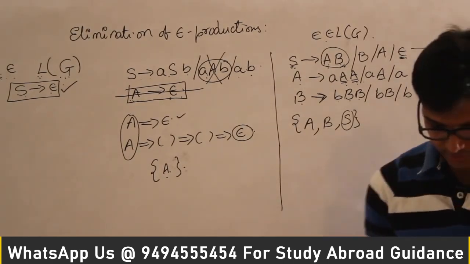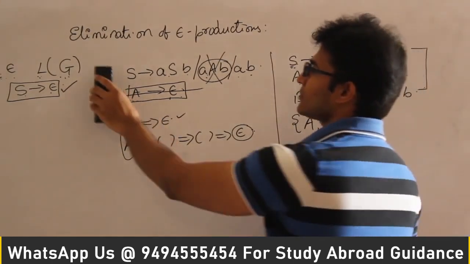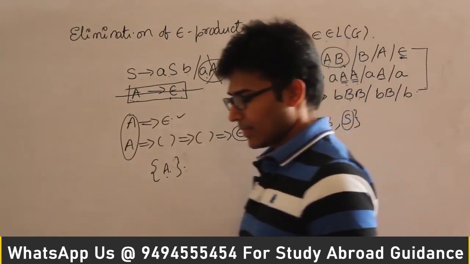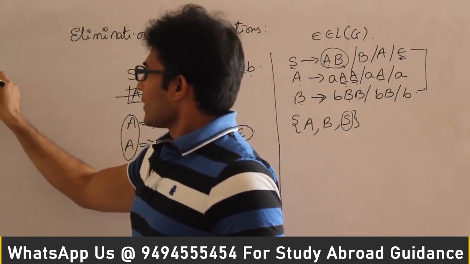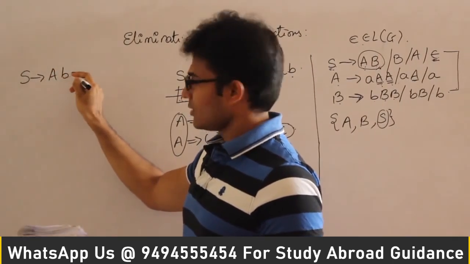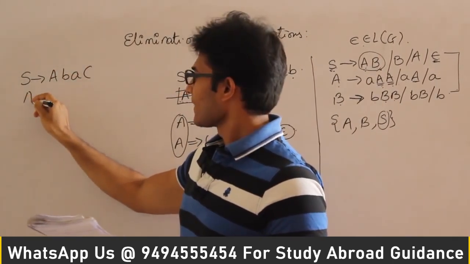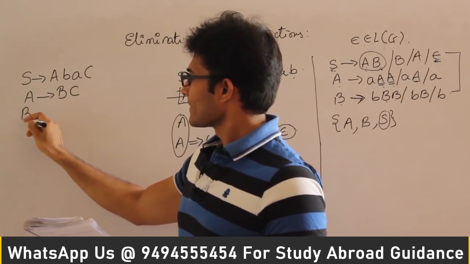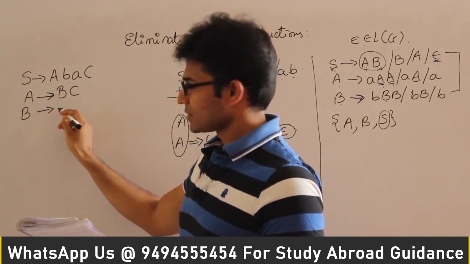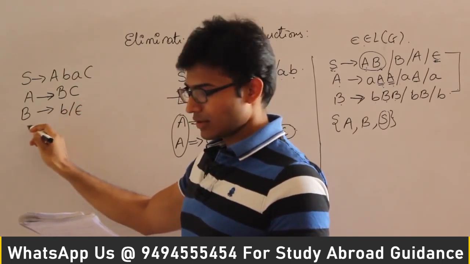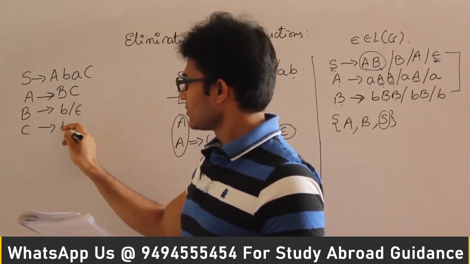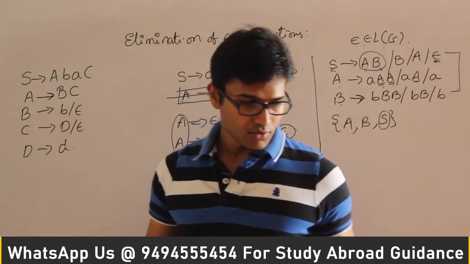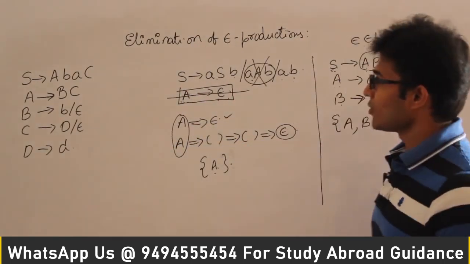Okay. Now see the next one. S derives ABAC, A derives BC, B derives B or epsilon, C derives D or epsilon, D derives small d. So in this grammar, I have to eliminate all the epsilon productions.